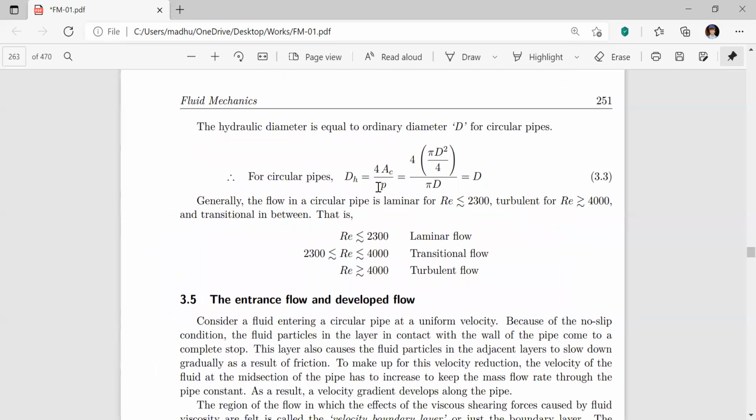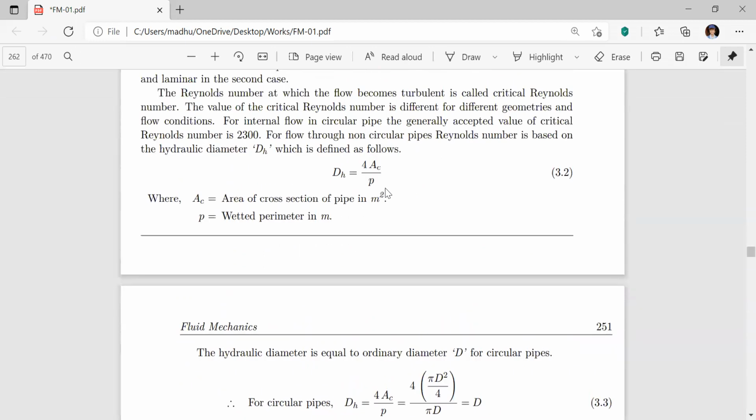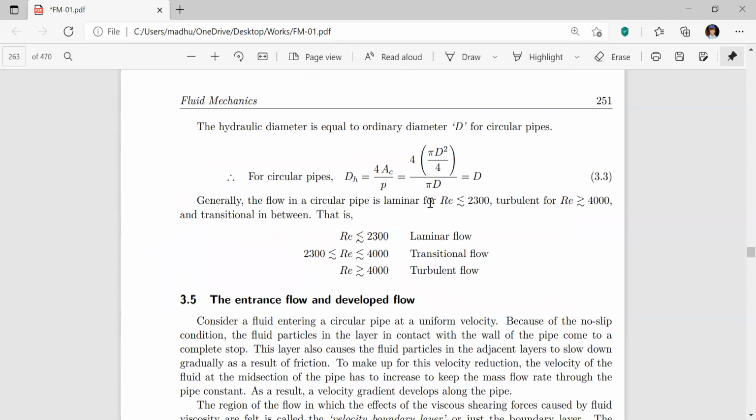Or else DH is equal to 4 AC by P. Rearranging this equation, I am writing AC is equal to pi D square by 4. The 4 will get cancelled, D will get cancelled, and pi also gets cancelled in the numerator and denominator. Finally, for circular pipes, hydraulic diameter will be equal to the diameter of the particular pipe.